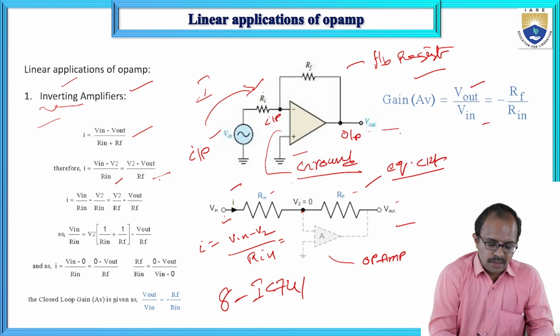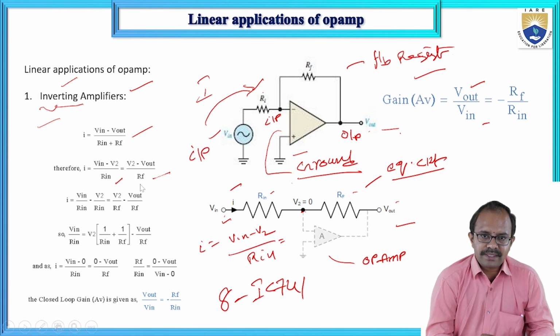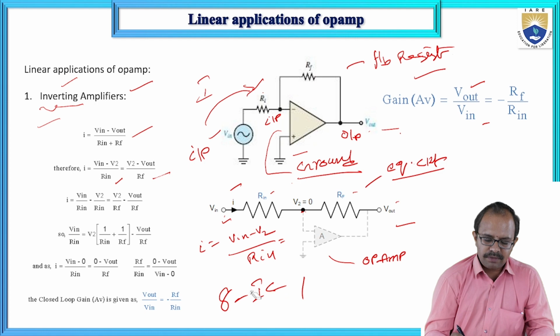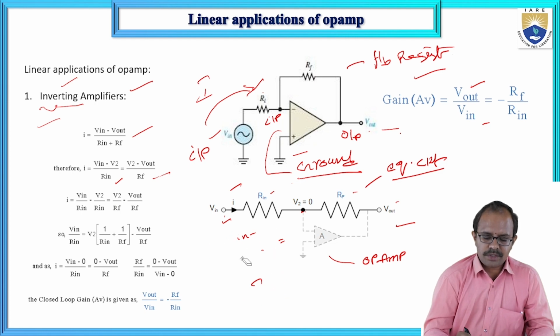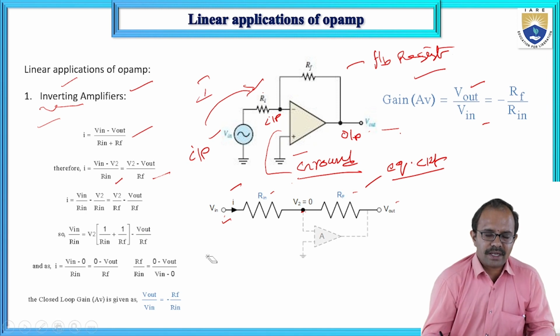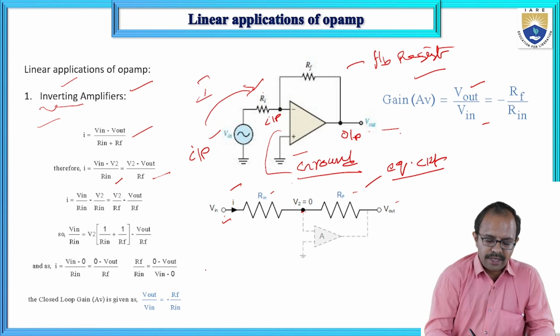Okay. So now if we simplify this expression, what we are going to have here, we just see here, we have V in minus V2 by R in and V2 minus V out by RF. So how can I write this one?